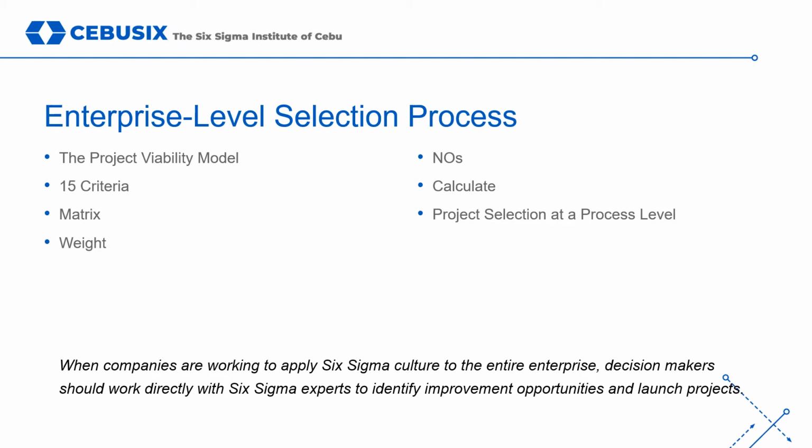When companies are working to apply a Six Sigma culture to the entire enterprise, decision makers should work directly with Six Sigma experts in order to identify improvement opportunities and to launch projects. In this section, we will discuss the enterprise level project selection process. We will look at the project viability model and the 15 criteria needed to determine which project should be undertaken. We will also take a moment to look at the selection of projects at the process level.